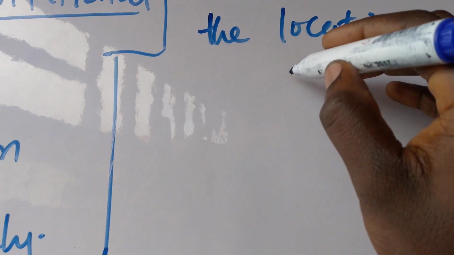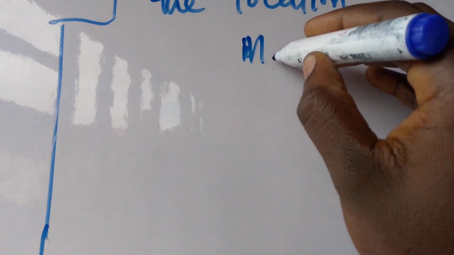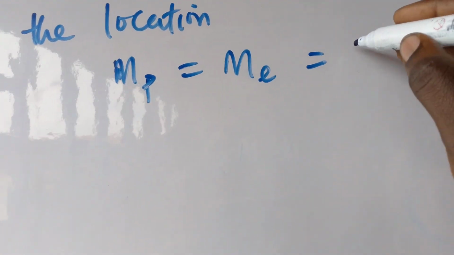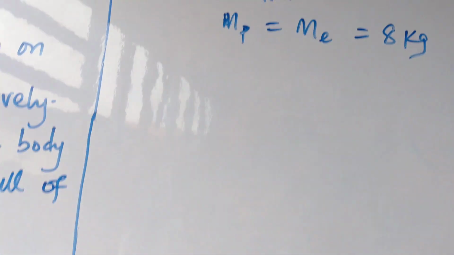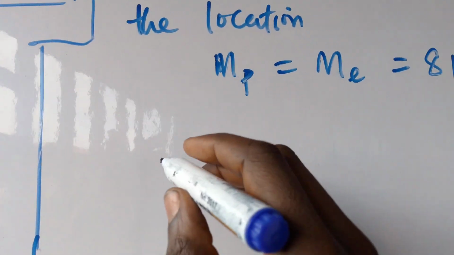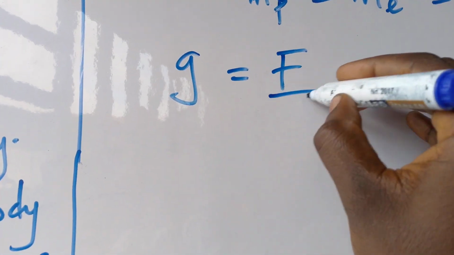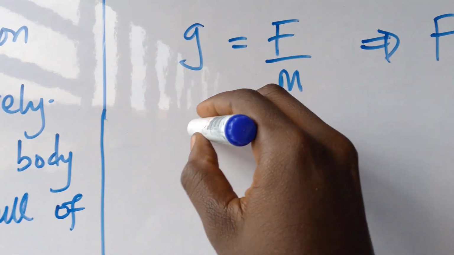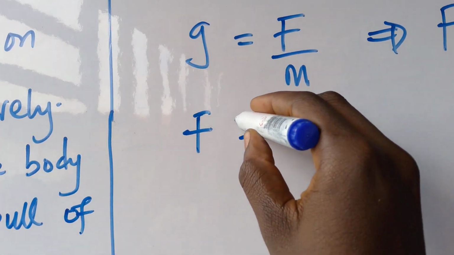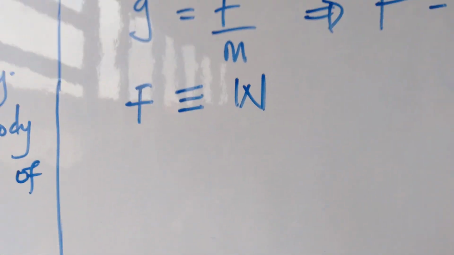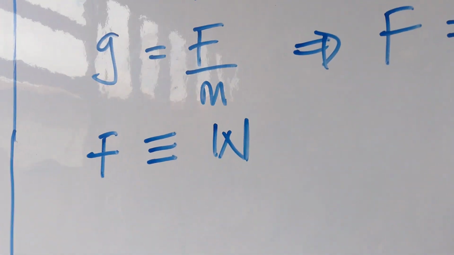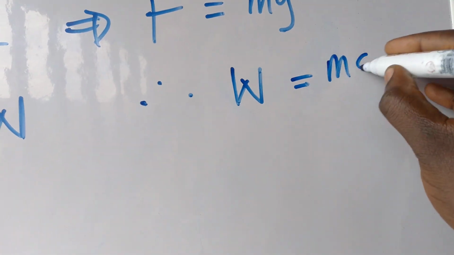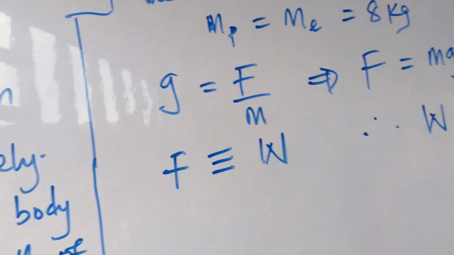So that means that the mass of the body on the planet MP is equals to the mass of body on the Earth's surface, which is 8 kilogram. And then we are asked to calculate the weight of that body on the planet. Now, if g is equals to F over m, it then implies that F will be equals to mg, and that F is equivalent to the weight. The force of gravity is similar to the weight of an object.